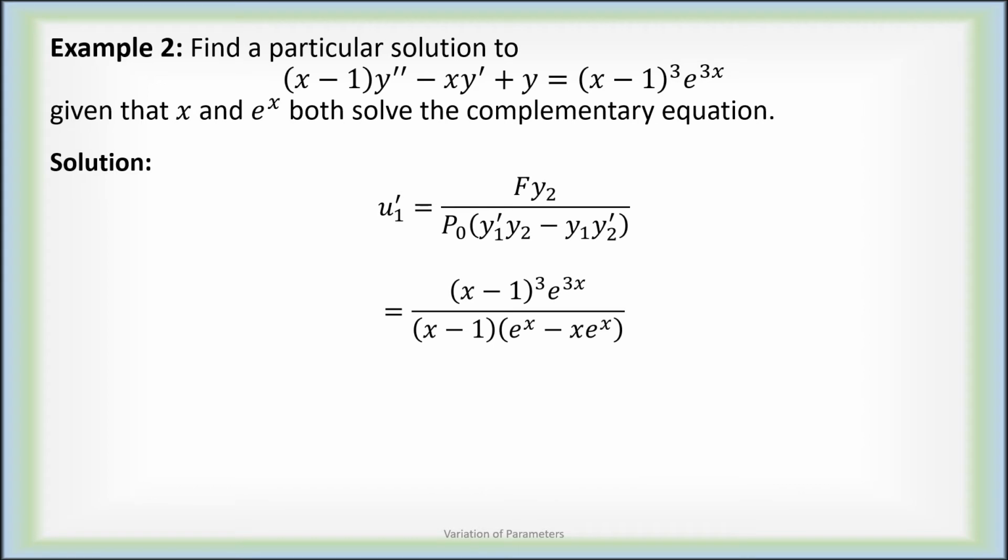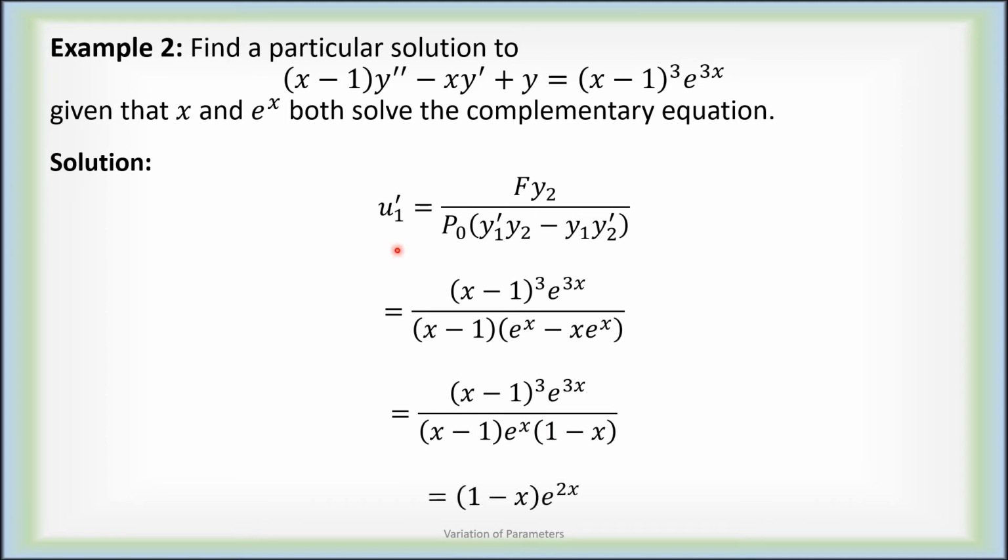Okay, so we have x minus 1 cubed e to the 3x over x minus 1 e to the x minus x e to the x. Observe down there in the denominator, if you factor an e to the x out of this term right here, you're left with a 1 minus x. A lot of stuff cancels here. x minus 1 cubed over x minus 1, I can cancel one of those out. Also, it's not immediately obvious, but x minus 1 squared is the same thing as 1 minus x squared.